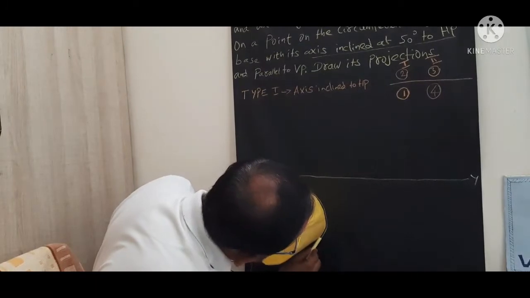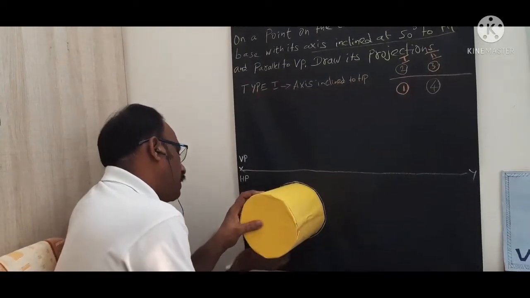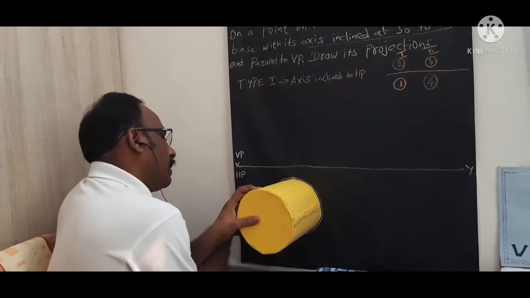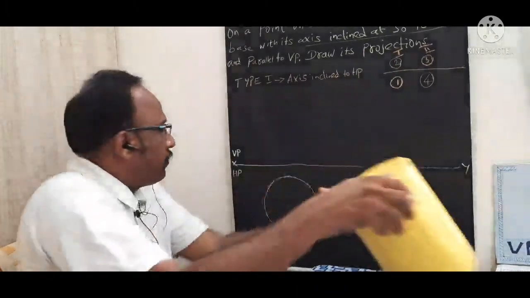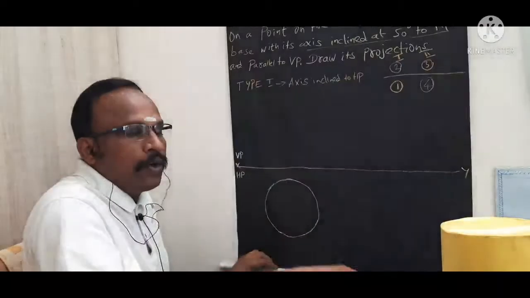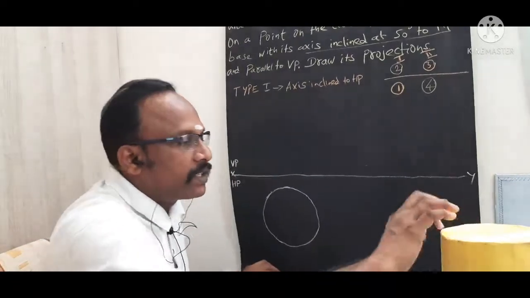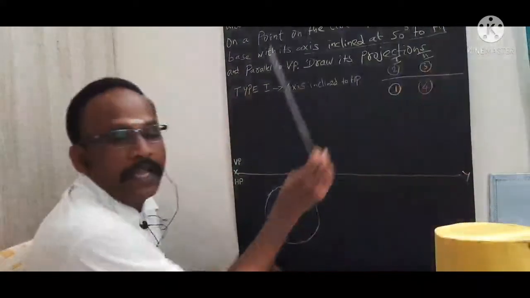Here the diameter is given as 50 mm, so you can take the radius as 25 mm, right? You can take the radius as 25 mm, then we need to draw this. So this is the top view of our solid, right? Now we are going to divide this circle into 8 parts.